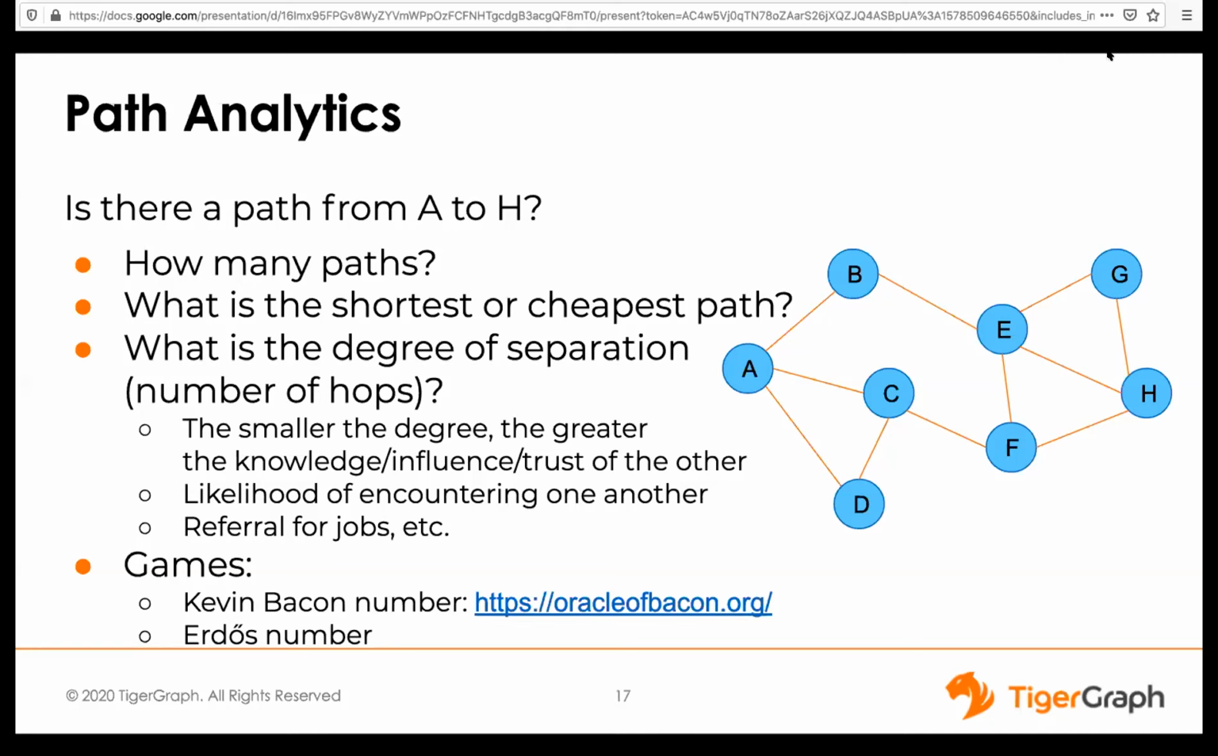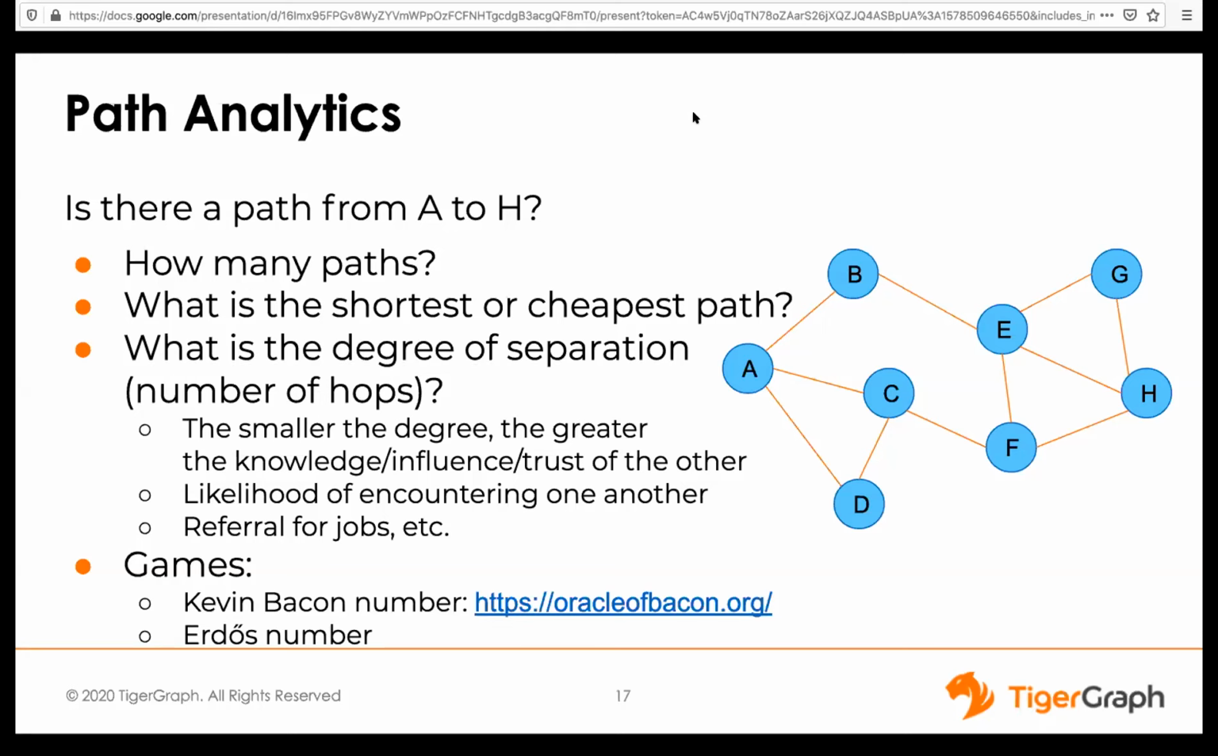Is there even a path? That's called the reachability question. Once you know whether there is a path or not, then you say, well, how many paths are there? And that might be relevant because it may say something about what's the likelihood that a somewhat random traveler is going to be able to get from A to H, or what is the robustness or reliability? If this is a communication network, if one of them breaks down, is there still a way?